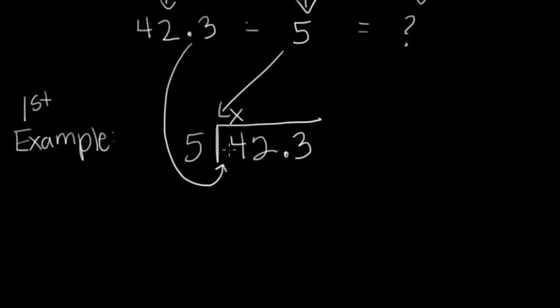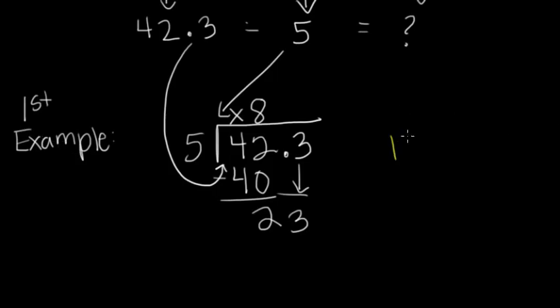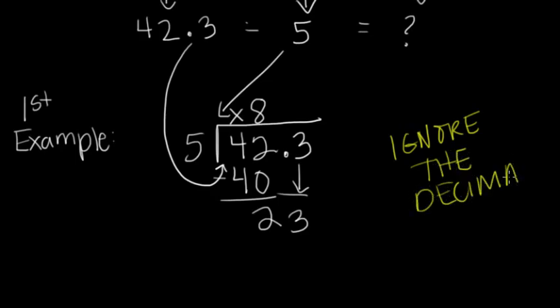Okay, 5 does not go into 4. 5 goes into 42 8 times, and that's 40, so you subtract and get 2. Ignore the decimal, bring down the 3, and 5 goes into 23 how many times? Okay, again, I'm writing out there to ignore the decimal. We will place the decimal in the correct spot in just a minute.